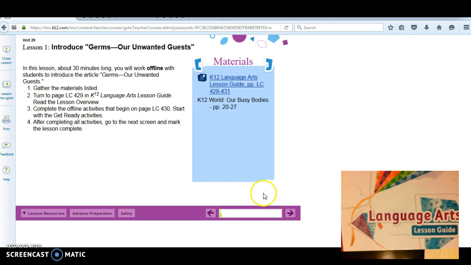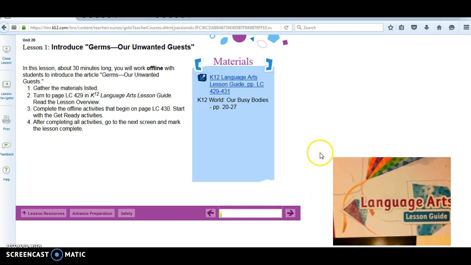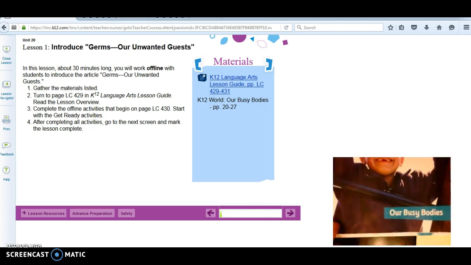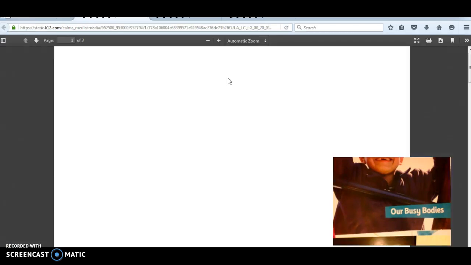At this point, I will pause for you to gather your materials. You will need your language arts lesson guide. We will begin on page 429 in the literature and comprehension portion of the language arts lesson guide. You will also need to get the K-12 World magazine, the one that is entitled Our Busy Bodies. We will be reading a magazine article that begins on page 20. So I will pause for a moment for you to get your supplies. Now that you have your supplies, we will get started with Lesson 1.